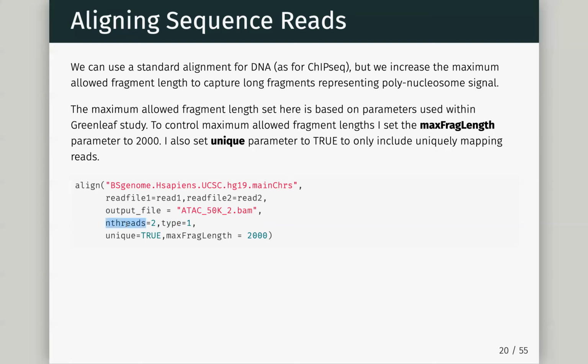We're going to tell it number of threads. Strangely, Subread isn't quite Bioconductor in its parallelization, so we can't use BiocParallel to set it up, but we can say number of threads equals 2. We'll say unique equals true, so it's only going to report uniquely mapping reads. And then we're going to say max length equals 2000. There is a min fragment length as well, but we don't need it here. We're saying consider a read properly paired if it lands within that distance of its pair, read 1 and read 2.